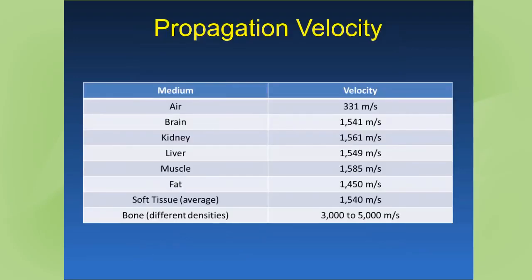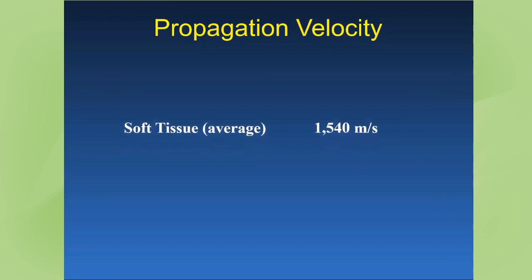So back to the idea of velocity, you know, sound has different velocities based on the medium that it's going through. And this is called propagation velocity. So we see various propagation velocities in various media. In air, for example, 331 meters per second. If we march down the list then, we can see various tissues, and overall, the soft tissue average is 1540 meters per second. Now, I think I remember this number being on our boards. 1540 meters per second is the propagation velocity average in soft tissue. All the way at the bottom, you see that bone has a very, very high propagation velocity, 3000 to 5000 meters per second. So again, the soft tissue average, 1540.